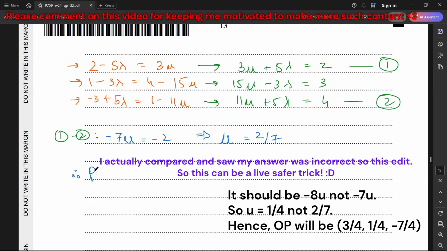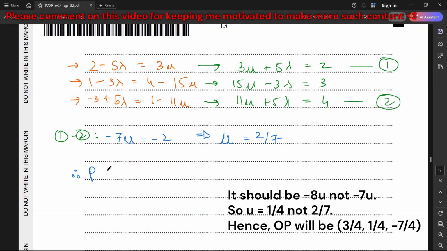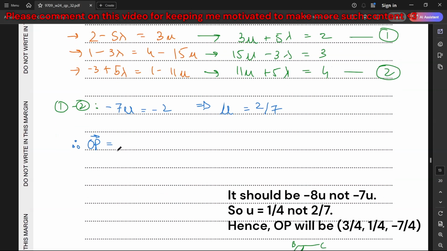Therefore, OP will be equal to, so P is the point of intersection of AC and BD, and with respect to the origin I can say the position vector of P will be equal to what? So 3 mu. 3 mu is what? 3 into 2 is 6, so it's going to be 6 by 7.